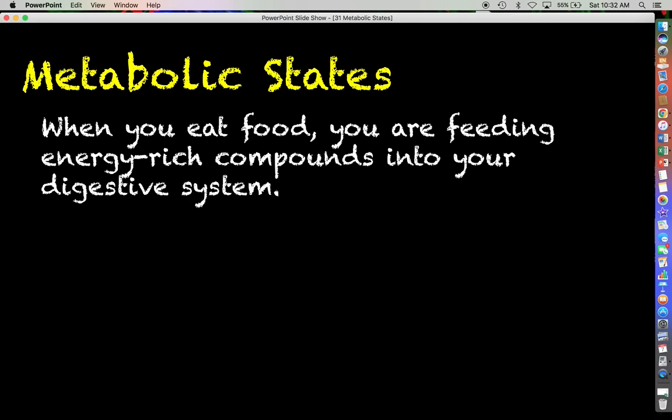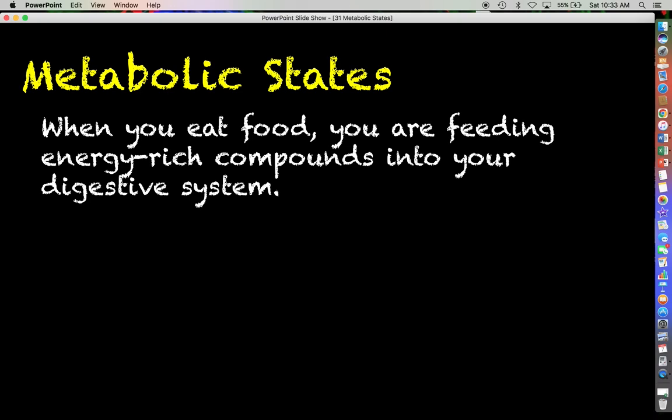So when we start talking about metabolic states, we are talking about the different types of situations the body finds itself in, depending on how recently it has been since we have eaten food. And this is going to be something that we explore when we get into chapter 17 on the endocrine system. So we're not really going to get into it in this chapter, but we are going to find that a lot of metabolic processes in the body are regulated by the endocrine system and hormones.